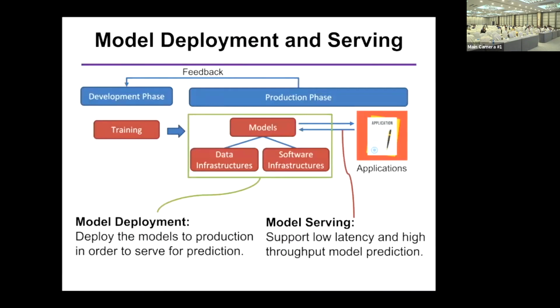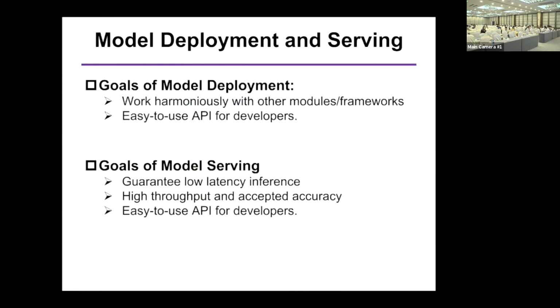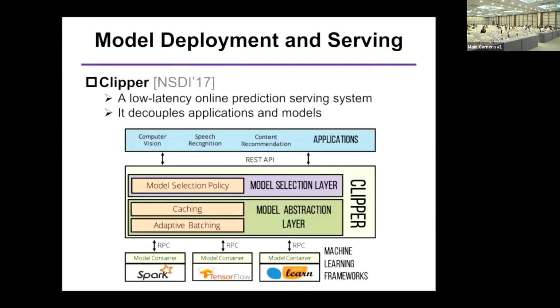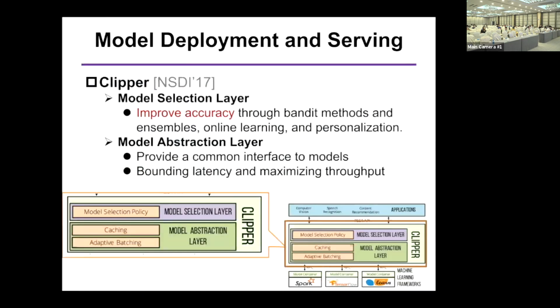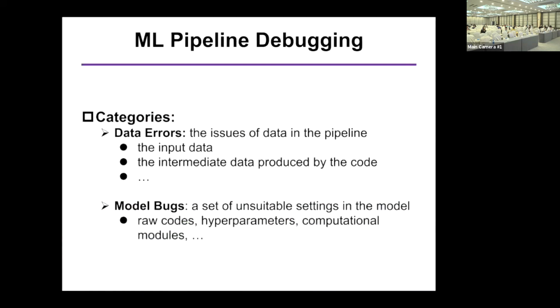And the model serving is to support low latency and high throughput model prediction. And the goal is to guarantee low latency and high throughput and an easy to use API. And Clipper provides a low latency online prediction serving system. It decouples the application and models. And there is a model selection layer to improve the accuracy and a model abstraction layer to provide a user-friendly interface and bounding the latency and the throughput.